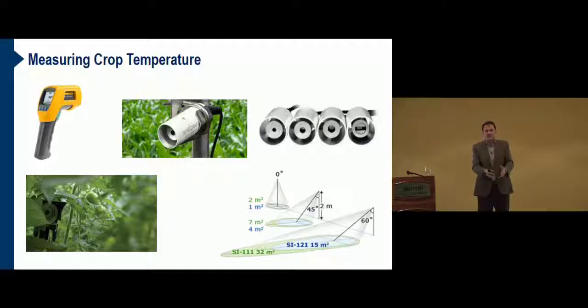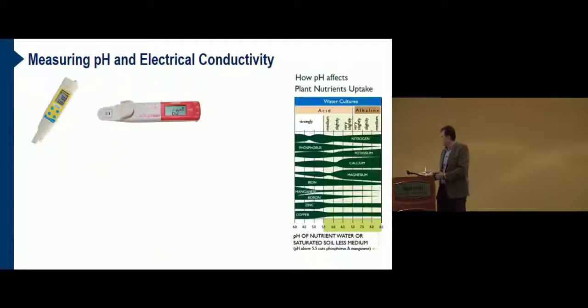So if the sensor is not positioned properly, in addition to measuring the plant temperature, you may also be looking at the background temperature and making an average reading. So we need to really look at the specifics of that sensor.